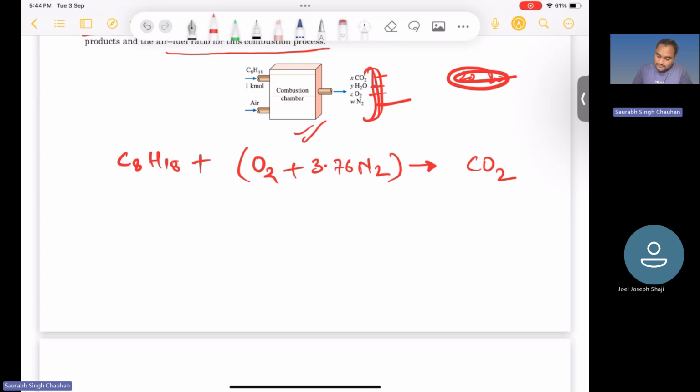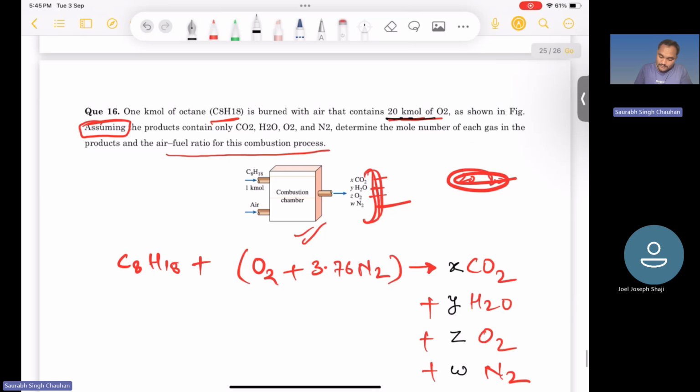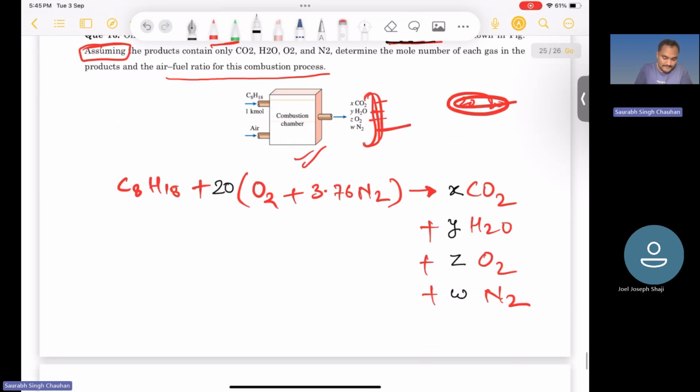So there is CO2 plus H2O plus O2 and N2 in the products, and we don't know how many moles are coming out. So let us take x CO2, y H2O, z O2, and w N2, and we have 20 kilomole of oxygen.